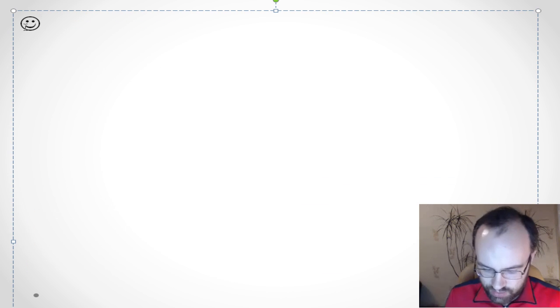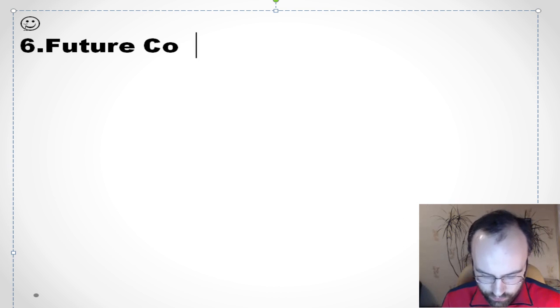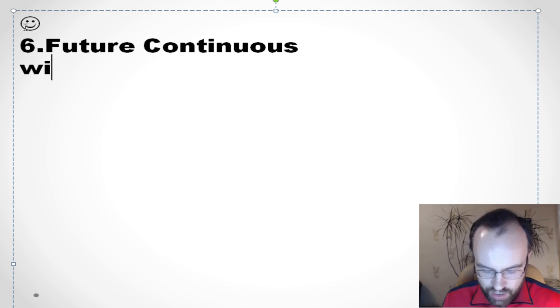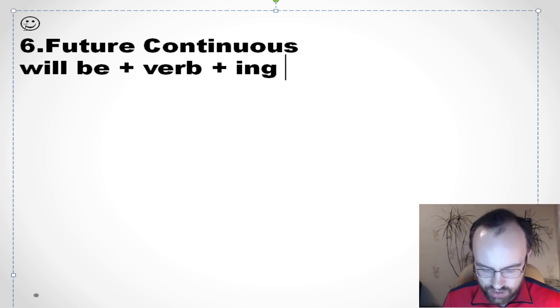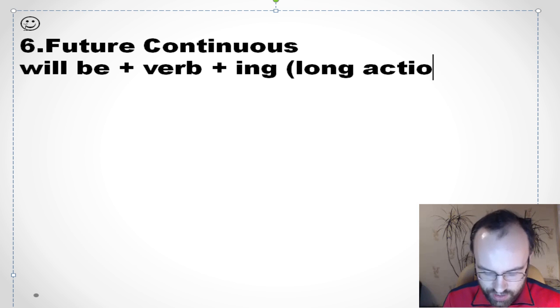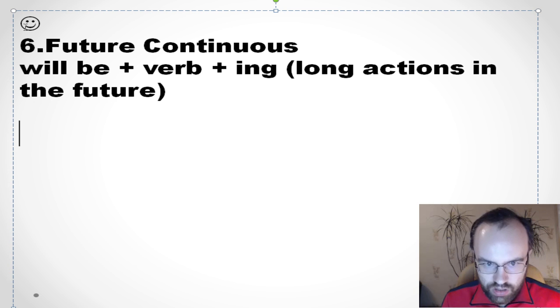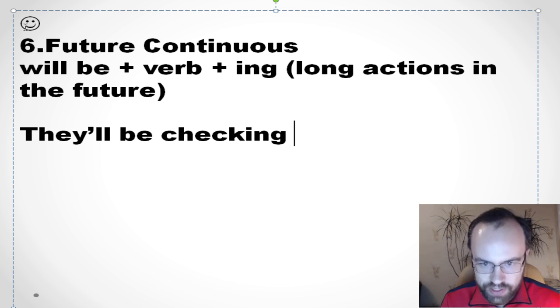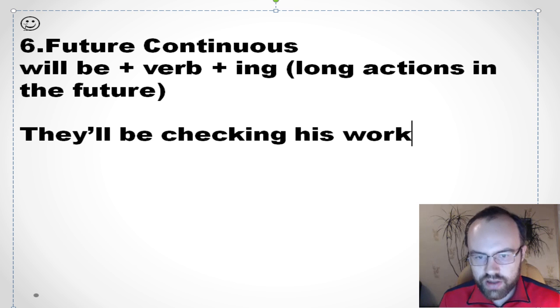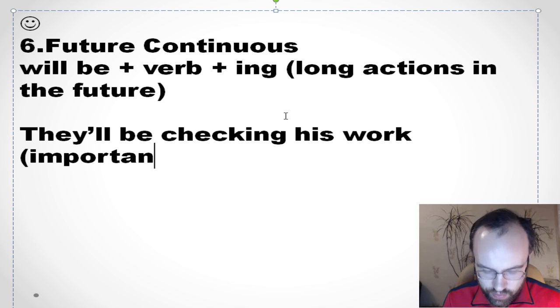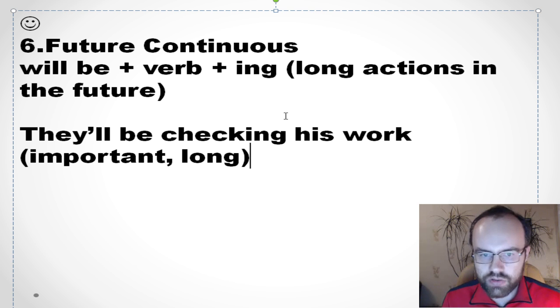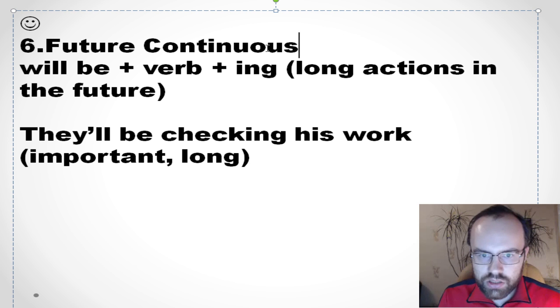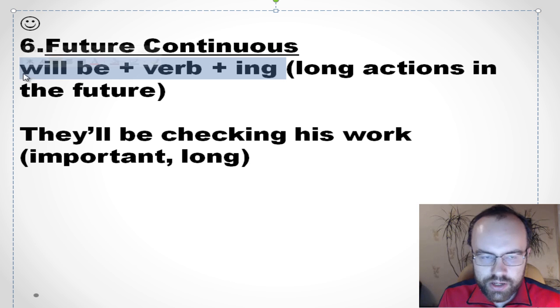Good. And what about future continuous? How do we form it? We form future continuous this way: will be plus verb plus ing. We use it for long actions in the future. Let me give you an example. They'll be checking his work. You can say they'll check his work, but it's a short action. If you say they'll be checking his work, it means that it's important and it's a long action. Well done. So future continuous: will be plus verb plus ing.